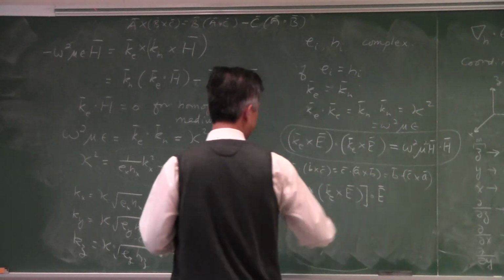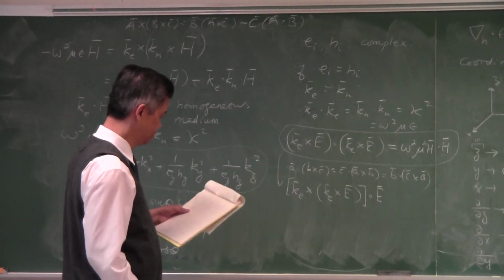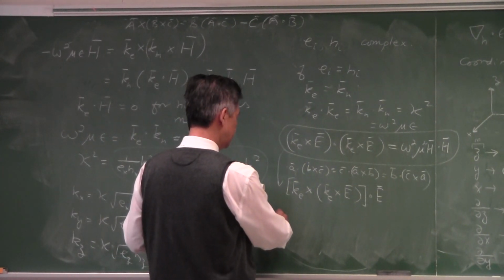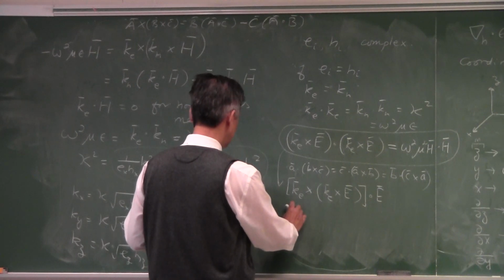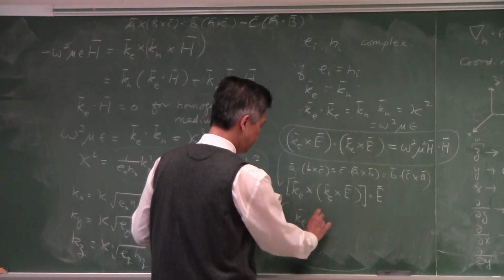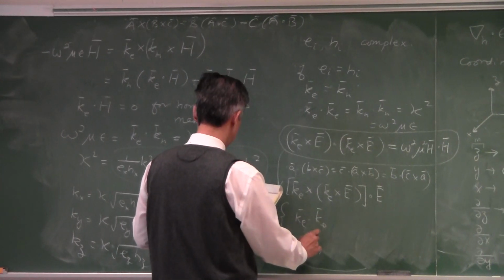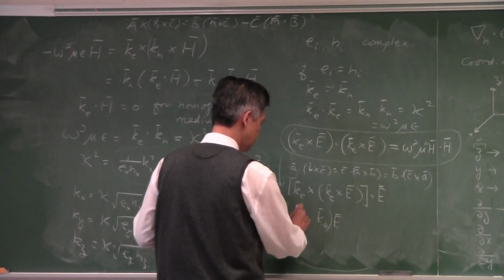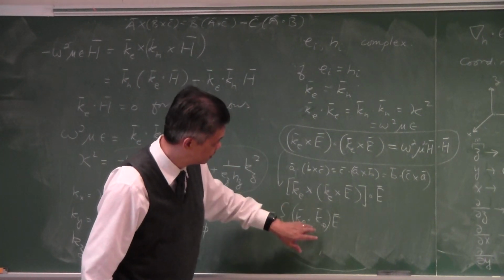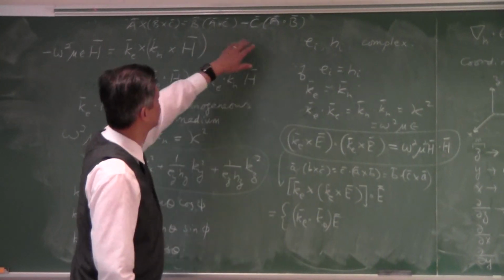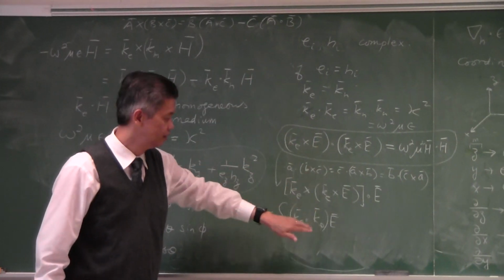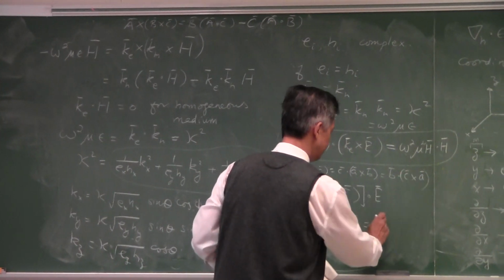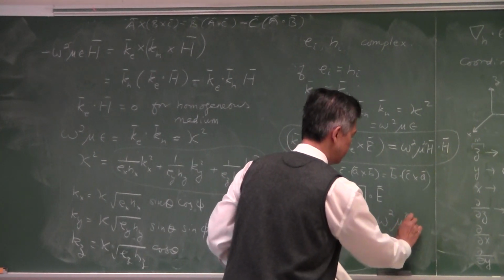So I rearrange the left hand side so that it appears to be something like this. But then this can be rewritten using the back of the cab formula as Ke dot Ke E, with the K dot E term disappearing. The other term disappears because K is orthogonal to E. So this can be rewritten like this, and then this dot with E is equal to omega squared mu squared H dot H.